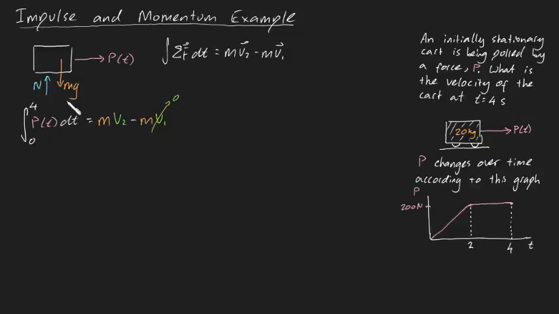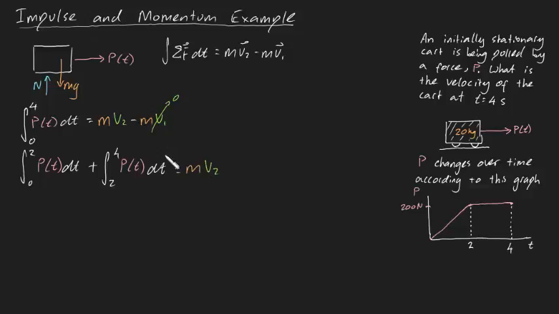So we can now focus on the left-hand side, since the right-hand side has been simplified as much as it can. Well, what is the integral from 0 to 4 of P of t? It's a little bit tricky because our curve changes over time, but we can split this integral into two separate integrals: the integral from 0 to 2 of P of t dt, plus the integral from 2 to 4 of P of t dt. And that's going to be equal to m v2.